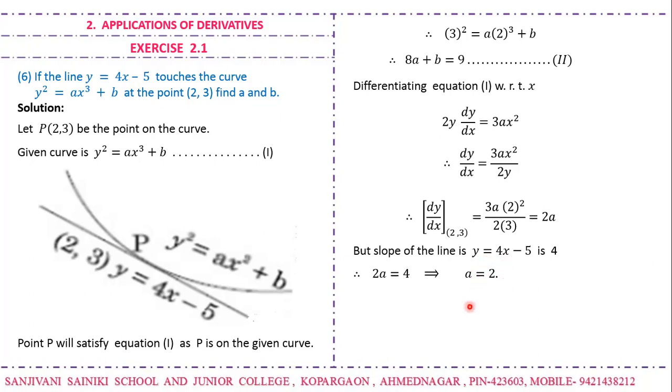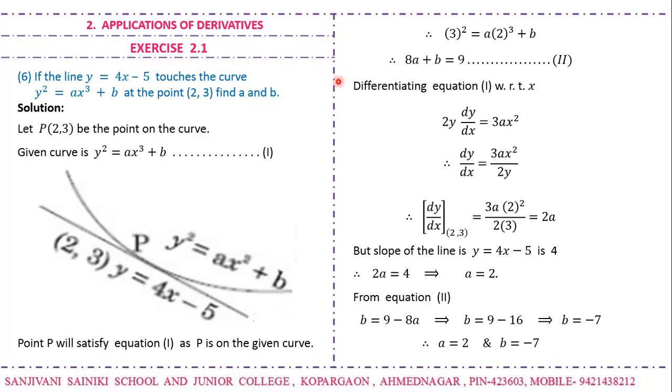So we will put this a is equal to 2 in equation 2. We get the value of b as minus 7. I told you another way: as this line is tangent to the given curve at this point, this point lies on both the equations. Okay.